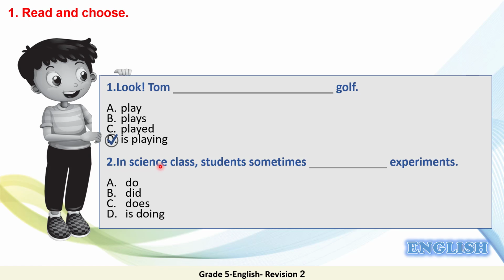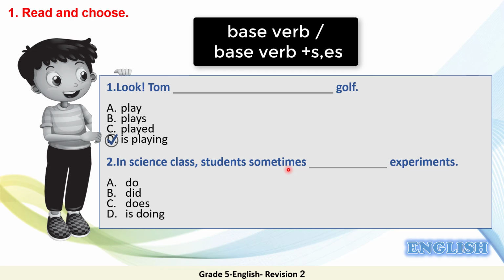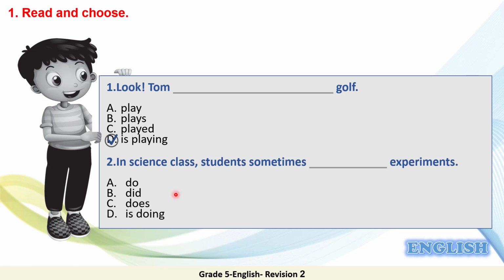2. In science class, students sometimes blank experiments. Do, did, does, is doing. Where is the key word? Amazing, sometimes. And it refers to the present simple. The present simple is formed by using the base verb, or we add s or es. So let's cross out the past tense did, and the present progressive is doing. One of these is correct, do or does.